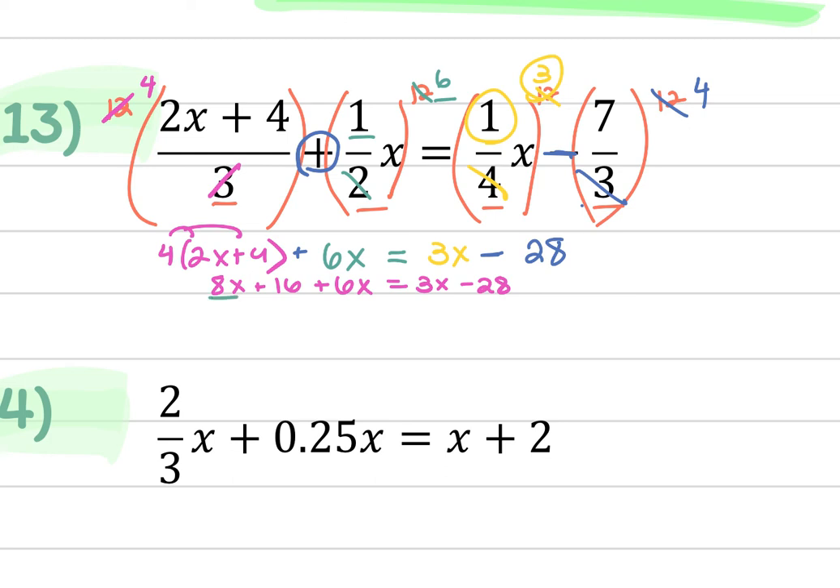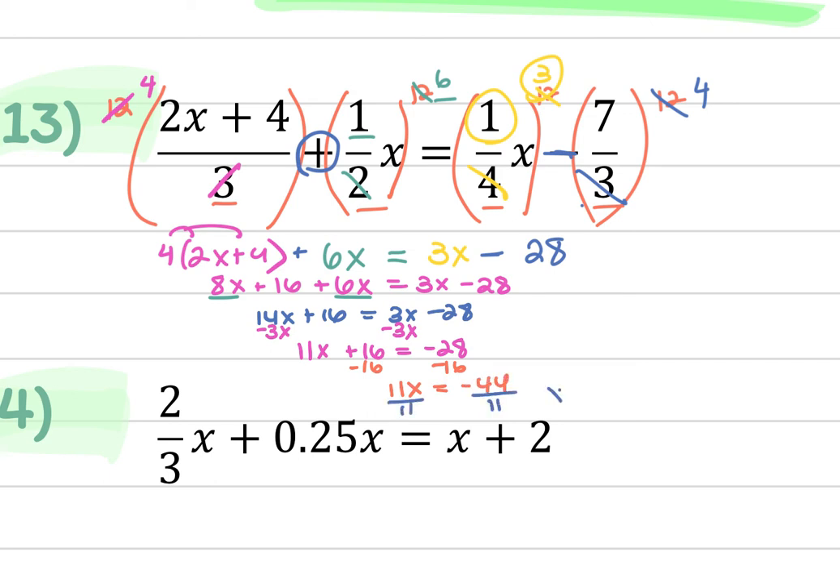I want to combine the like terms on the left first. This is 14x plus 16 equals 3x minus 28. Then I'm going to subtract the 3x. 11x plus 16 equals negative 28. Subtract the 16. 11x equals negative 44. Divide both sides by 11. And x equals negative 4.